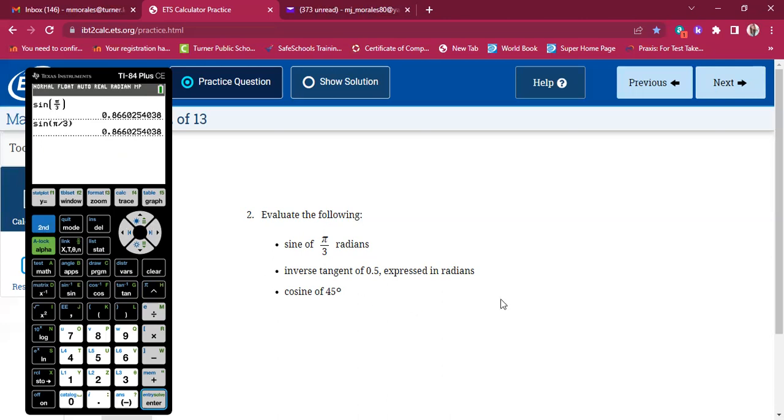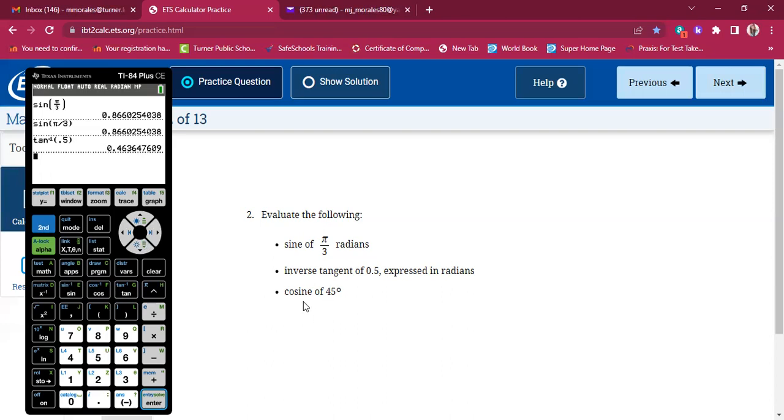Okay, what about this one? The second example, the inverse tangent of 0.5 expressed in radians. The inverse of tangent is the blue one, the blue color. So I'm going to press second shift and then tangent, then write 0.5, then close it by using the close parentheses and then enter. That's it.